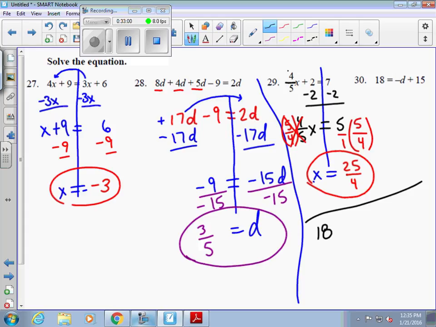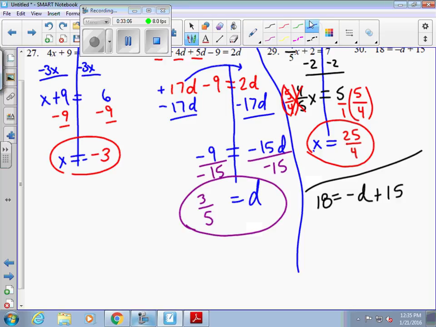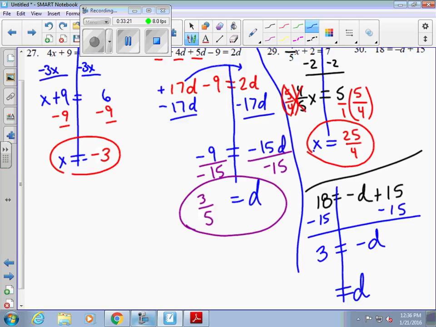18 is equal to negative d plus 15. Again, order of operations tells you to undo this backwards. So undo addition and subtraction first. Plus 15's first, minus 15. If you do it there, do it to the other side as well. So 18 minus 15 is 3, is equal to, you still have negative d there.